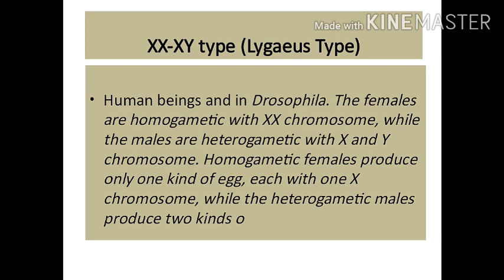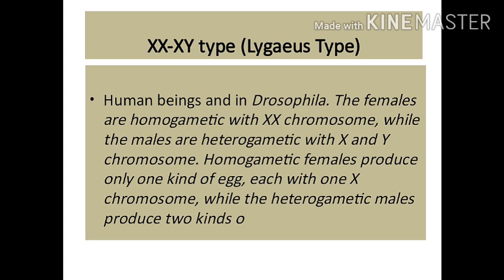The female is said to be homogametic, carrying the XX chromosome, and the male is said to carry the XY chromosome. The female produces only one kind of egg, carrying the X chromosome. The male produces two types of gamete, that is sperm with the X and Y chromosome. So two types of gametes are produced by the male, and only one gamete is produced by the female.